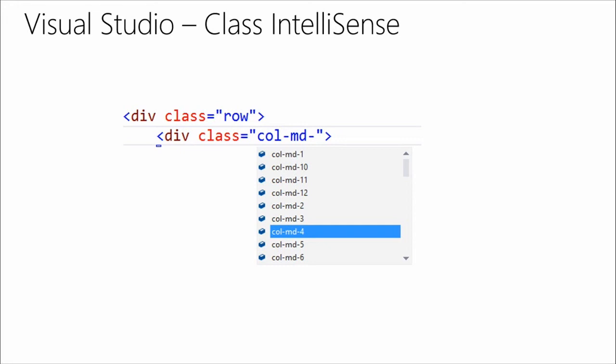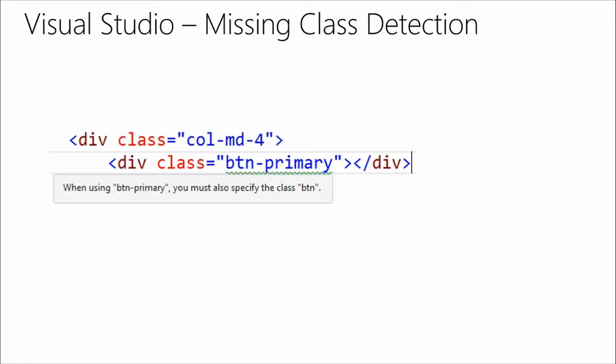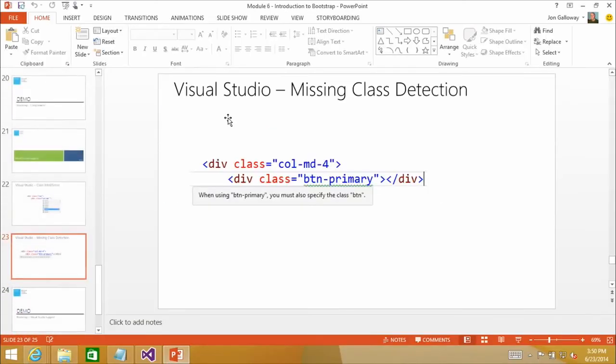The other thing you can get wrong is you can put in the right class, but you have these class dependencies. So button primary requires that I also specify class button. If I don't put that in, again, it just doesn't work. What went wrong? I don't know. So here, Visual Studio actually has tons of intelligence going on behind the scenes, figuring out things like that for you. And I think that's my last demo, so let's take a look at that.